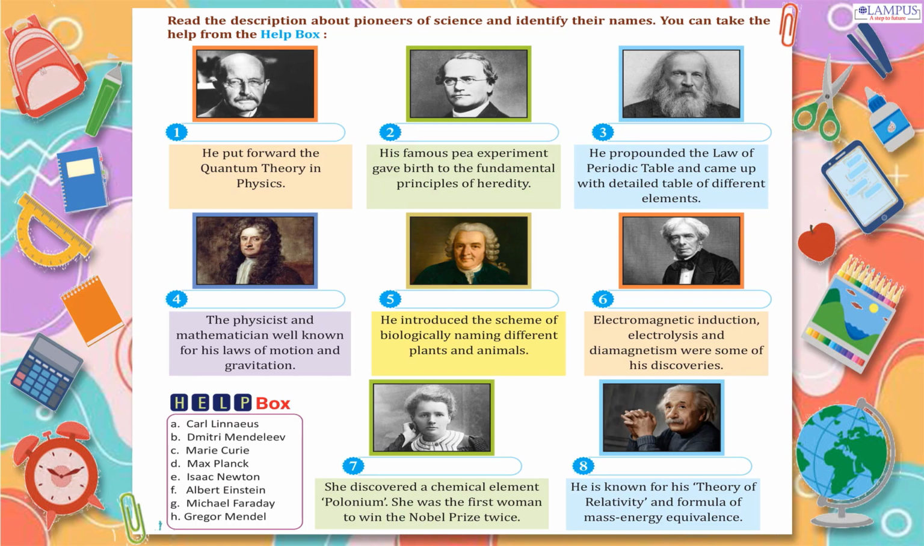5. He introduced the scheme of biologically naming different plants and animals. 6. Electromagnetic induction, electrolysis and diamagnetism were some of his discoveries. 7. She discovered a chemical element, polonium. She was the first woman to win the Nobel Prize twice. 8. He is known for his theory of relativity and formula of mass-energy equivalence.